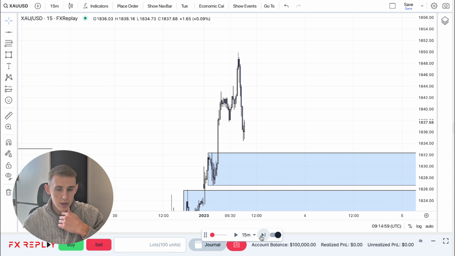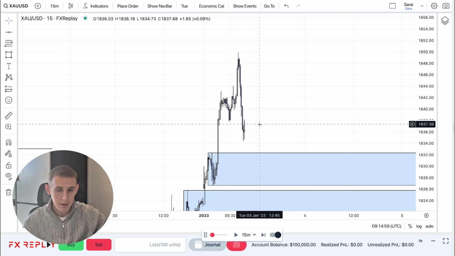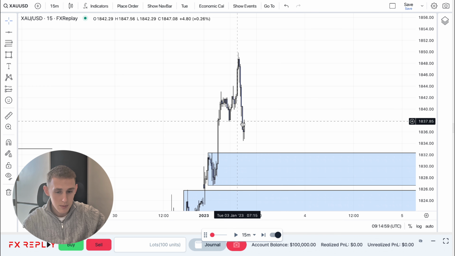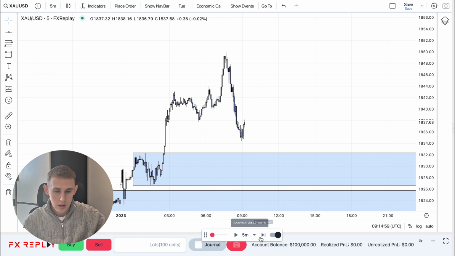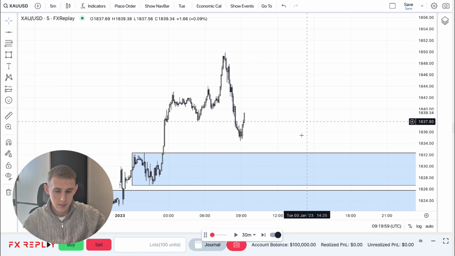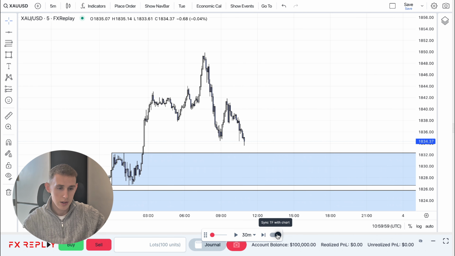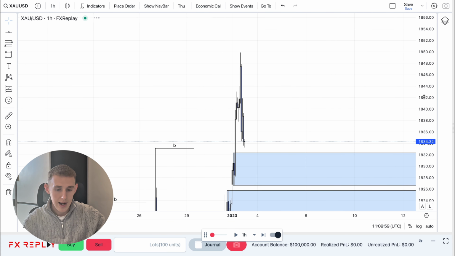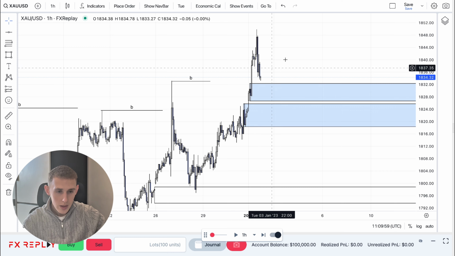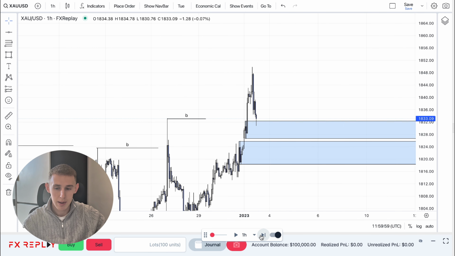Okay, so something else you could see, you have just swept that 15-minute low. So you could potentially see the buys from here. Let's see what the 5-minute does. No, so it looks like price wants to continue lower. This is when I would look for that reaction from demand. And there we go, price has tapped into our demand zone.